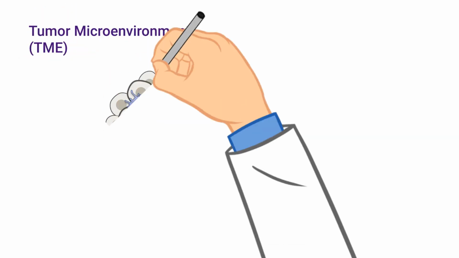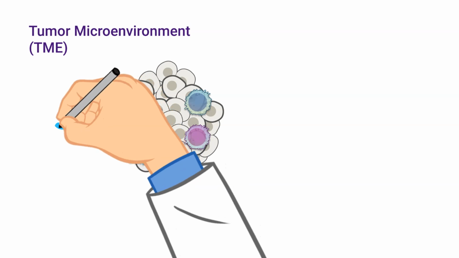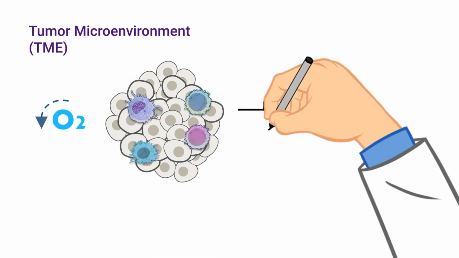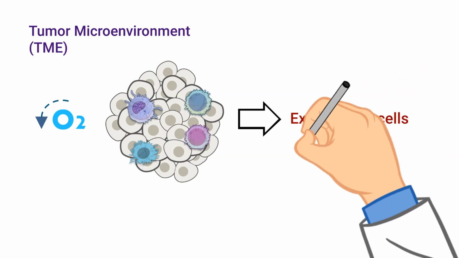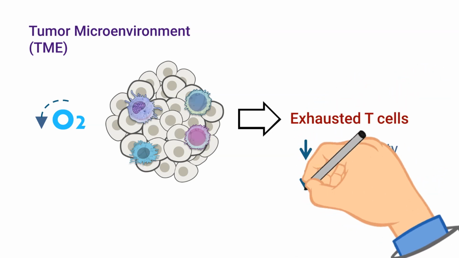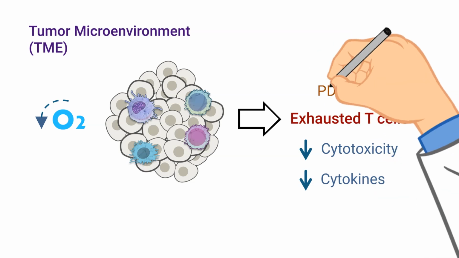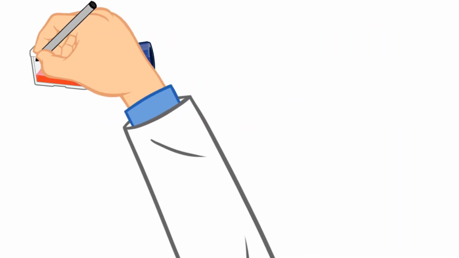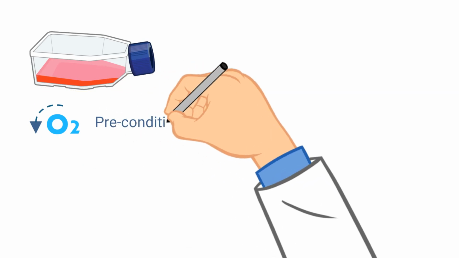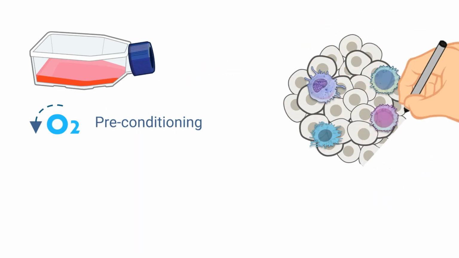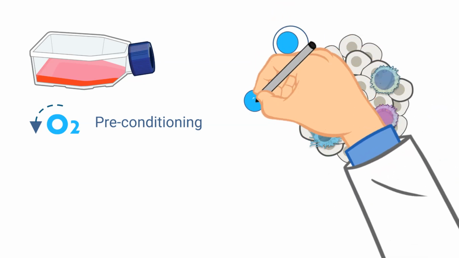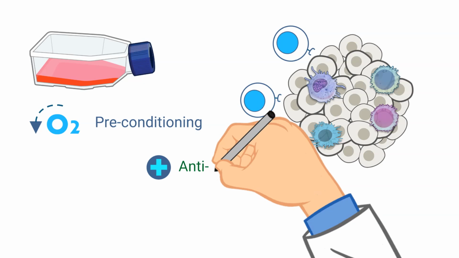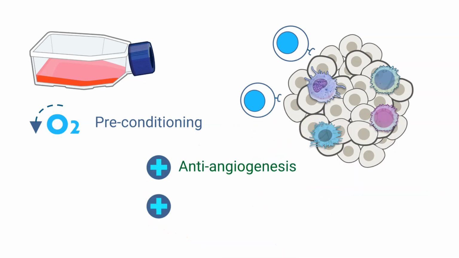The tumor microenvironment, TME, is often characterized by severe hypoxia, which poses a challenge for the efficacy of ACT. Hypoxic TMEs can impair T cell function by inducing exhaustion, a state of reduced cytotoxicity and cytokine production. Exhausted T cells express inhibitory receptors like PD-1 and CTLA-4, which limit their anti-tumor activity. Preconditioning T cells under hypoxic conditions during ex vivo expansion may enhance their adaptability and function in the hypoxic TME. Additionally, strategies to modulate oxygen levels in the TME, such as combining ACT with anti-angiogenic therapies or oxygen delivery systems, could improve T cell infiltration and function.